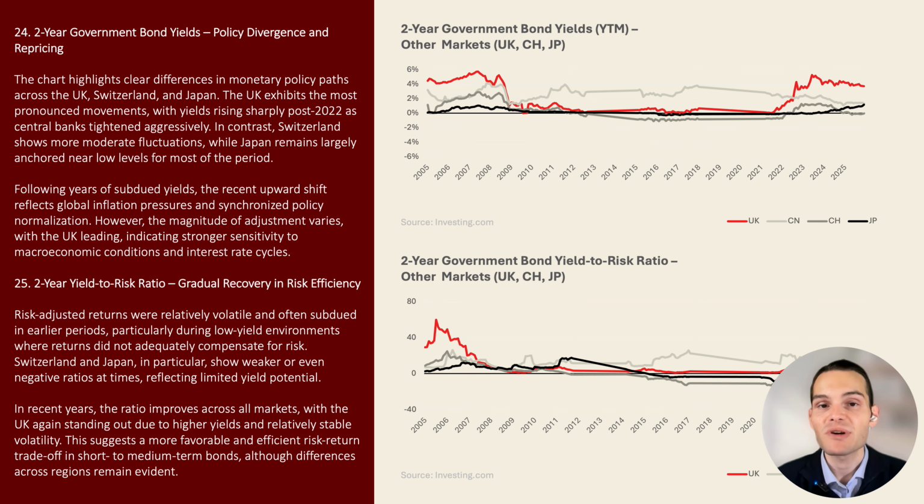This chart compares 2-year government bond dynamics across the UK, Switzerland, and Japan. The UK experienced the sharpest increase in yields after 2022 due to higher inflation and aggressive rate hikes, while Switzerland adjusted more gradually and Japan remained near very low yield levels. The lower chart shows that risk-adjusted performance improved in recent years, especially in the UK.